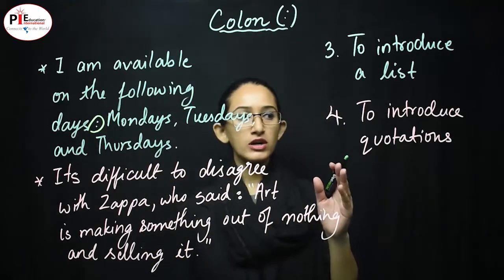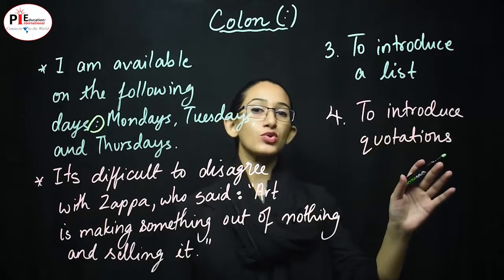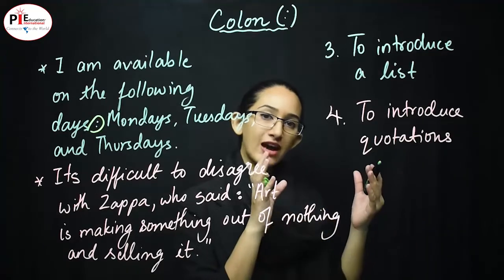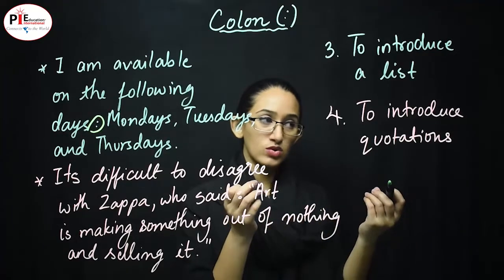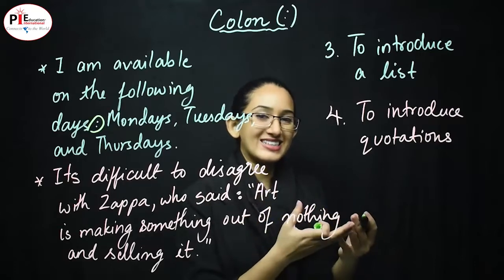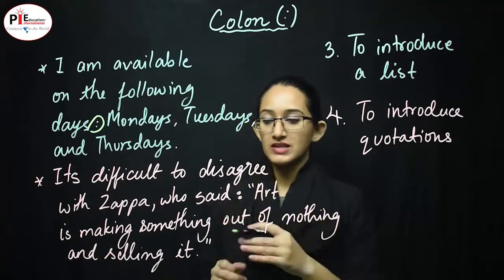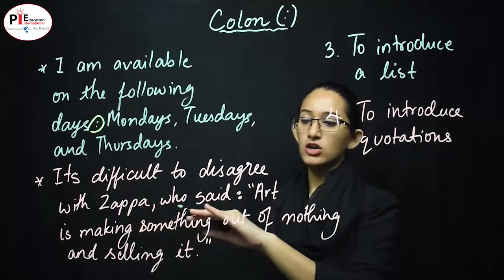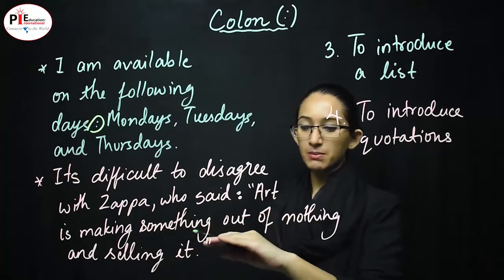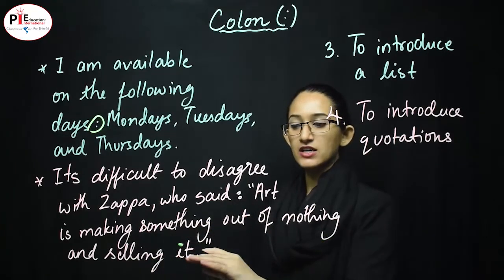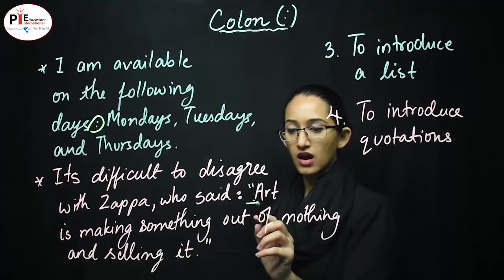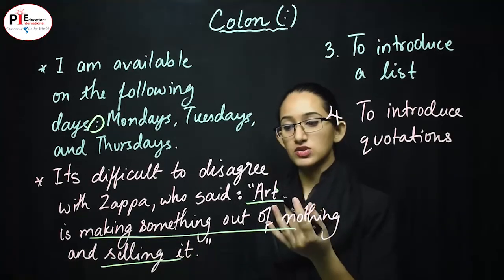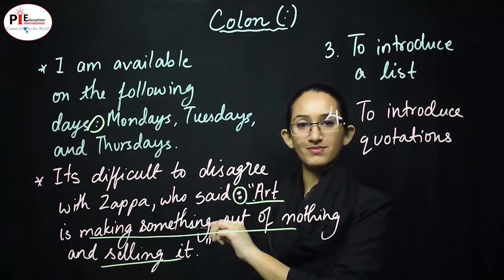Rule number 4, we use the colon to introduce quotations. Similar to how we would introduce a list of items, if you have quotations from any specific source and you want to introduce it in a sentence, then we can also use a colon. So let's take a look at an example of this. It's difficult to disagree with Zappa, who said: art is making something out of nothing and selling it. So here we have the quotation, art is making something out of nothing and selling it, and we have introduced it using a colon, right?